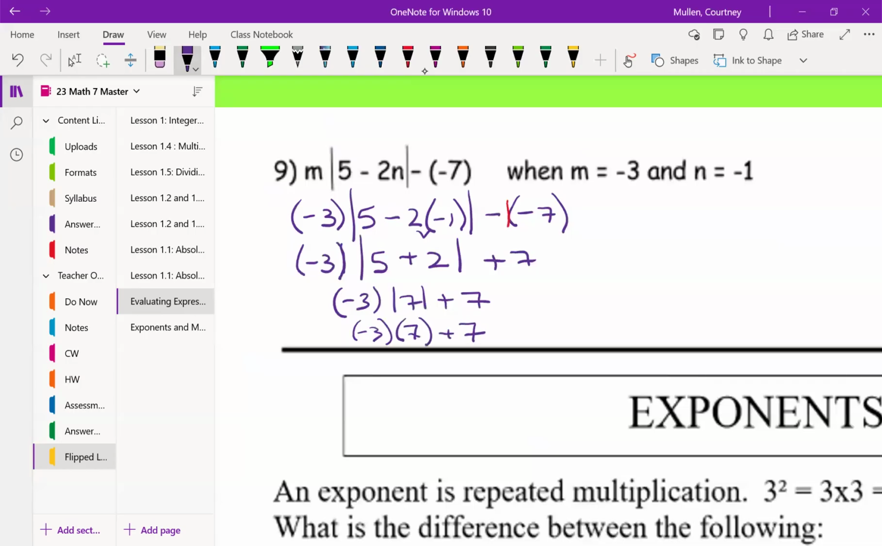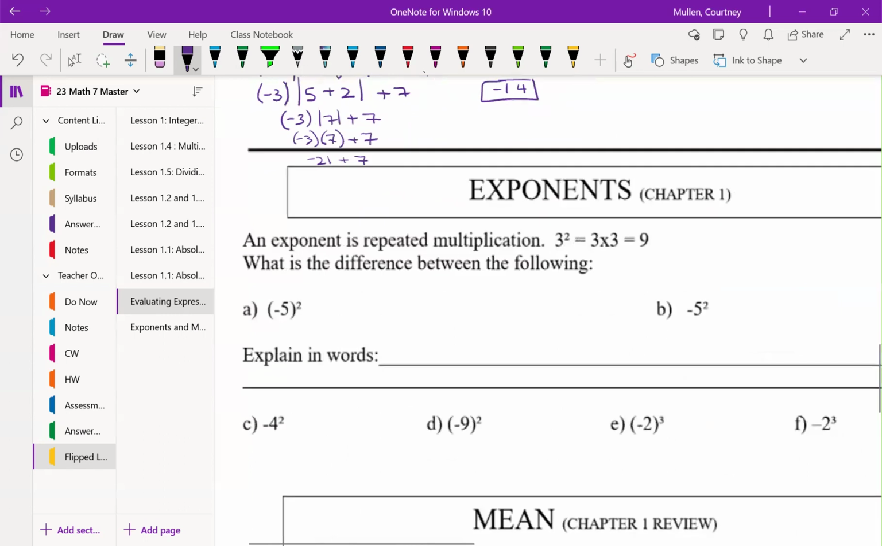Still have multiplication to do. Negative times positive is a negative. And now we have different sign. Subtract, keep the sign of the higher number. So 21 minus 7. You can't do that in your head. You could always write it out. 14. What should the sign be? Take the sign of the higher number. -14.